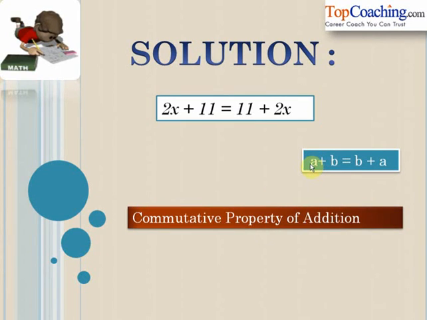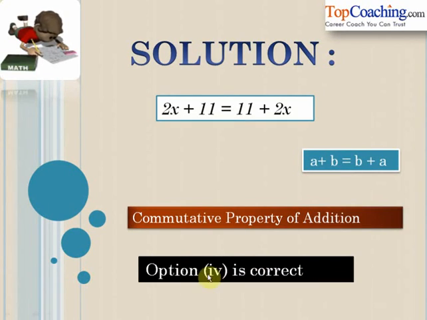And a plus b equal to b plus a is nothing but the commutative property of addition. We know that. So we can say that option number 4 is correct. Thus the equation 2x plus 11 equal to 11 plus 2x represents the commutative property of addition, and so option number 4 is correct.